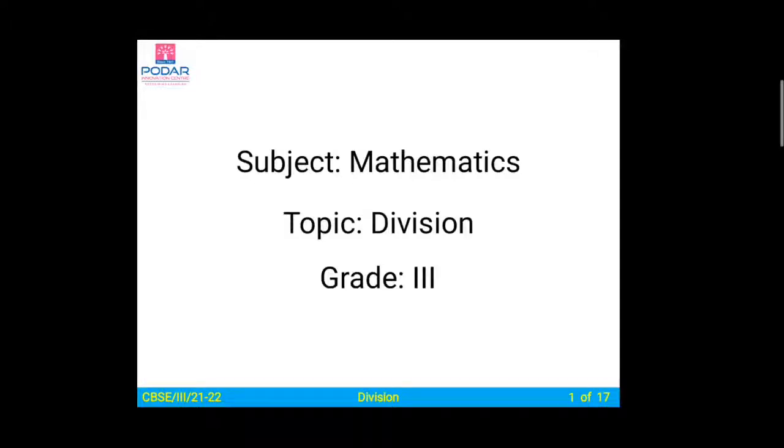In the previous class, we started our new chapter, division. First we learned how to divide equally by grouping. We also learned the relation between multiplication and division, then the multiplication facts and division facts. After that, we solved our first exercise, Exercise 5.1. Now we go ahead with the simple division that you already learned in class 2.